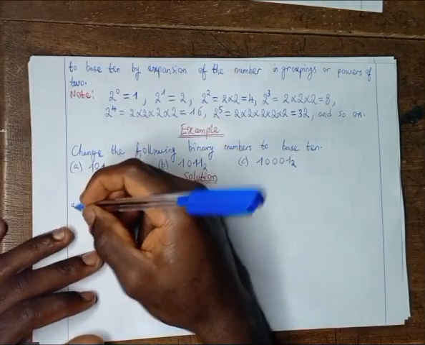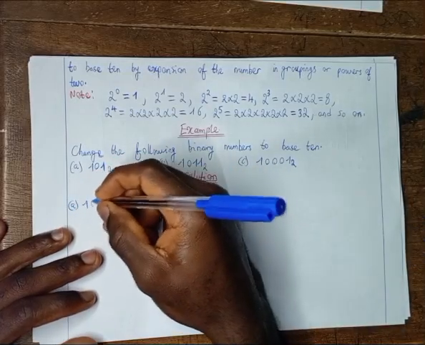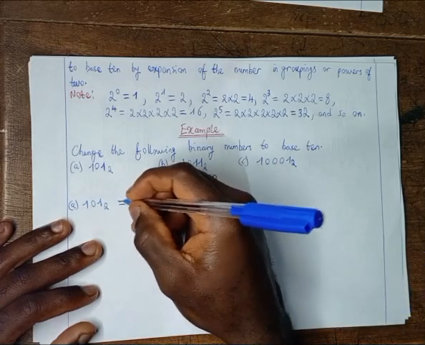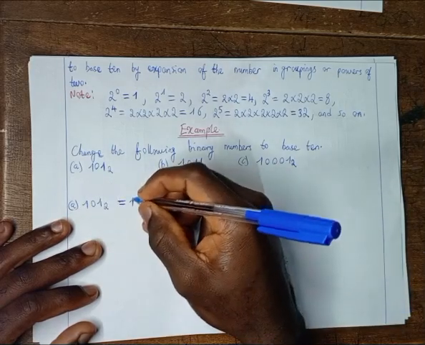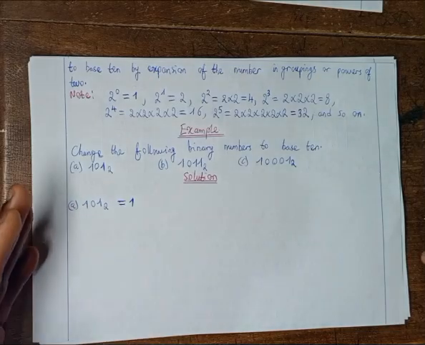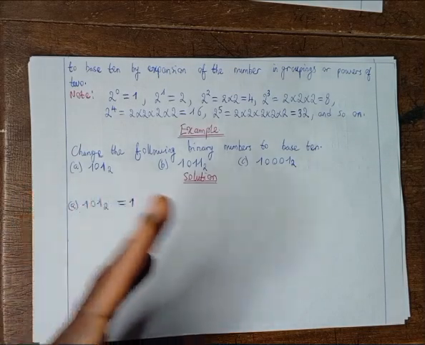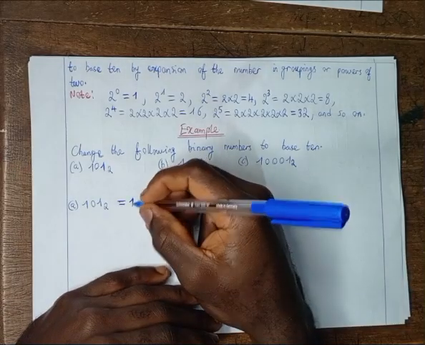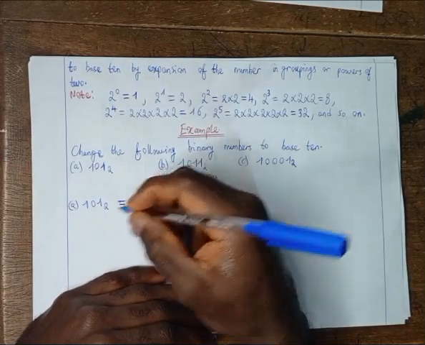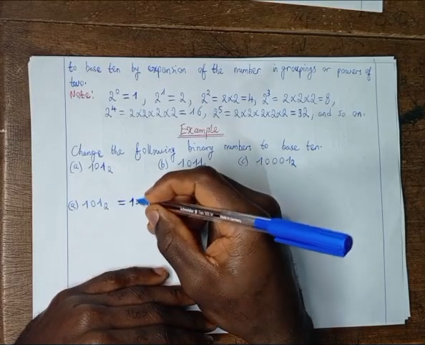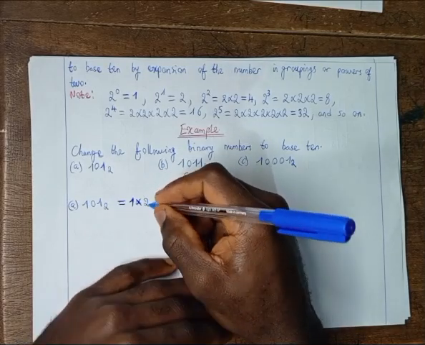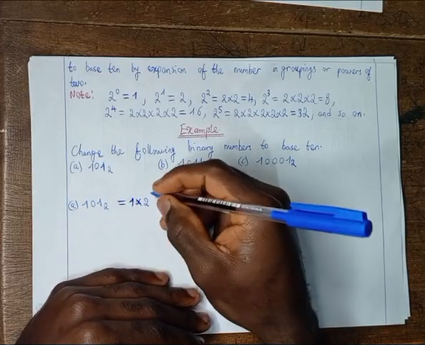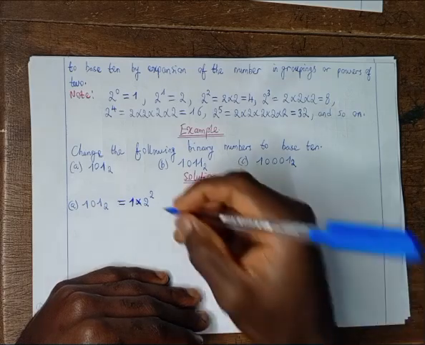We take for A, 101 in base 2. We need to expand this number. This will simply give us the first digit, which is 1. Remember, the digit with the highest place value is always the first digit on the left-hand side, so we start from the left-hand side to the right. This will give us 1 times 2, since this number is in base 2. This 2 will be raised to a power: we count the number of digits after 1. We have 1, 2. So 1 times 2 to the power 2.